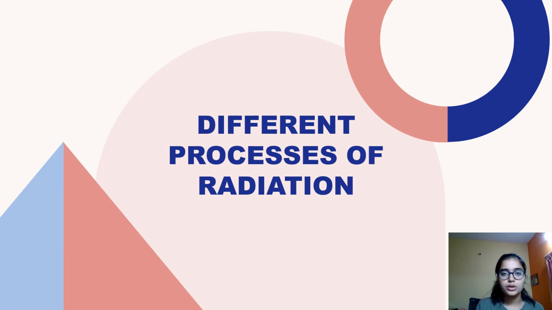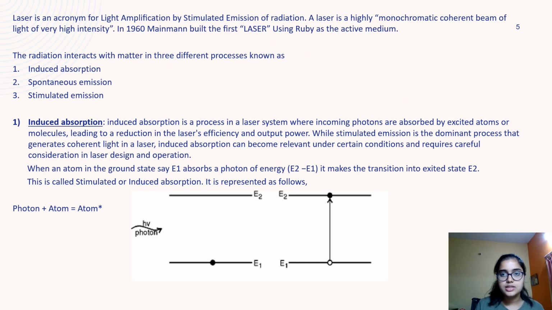Now let's learn about different processes of radiation. A laser is a highly monochromatic coherent beam of light of very high intensity. In 1960, Maiman built the first laser using ruby as the active medium. The radiation interacts with matter in three different processes: first is induced absorption, second is spontaneous emission, third is stimulated emission. Let's know about the first one, which is induced absorption.